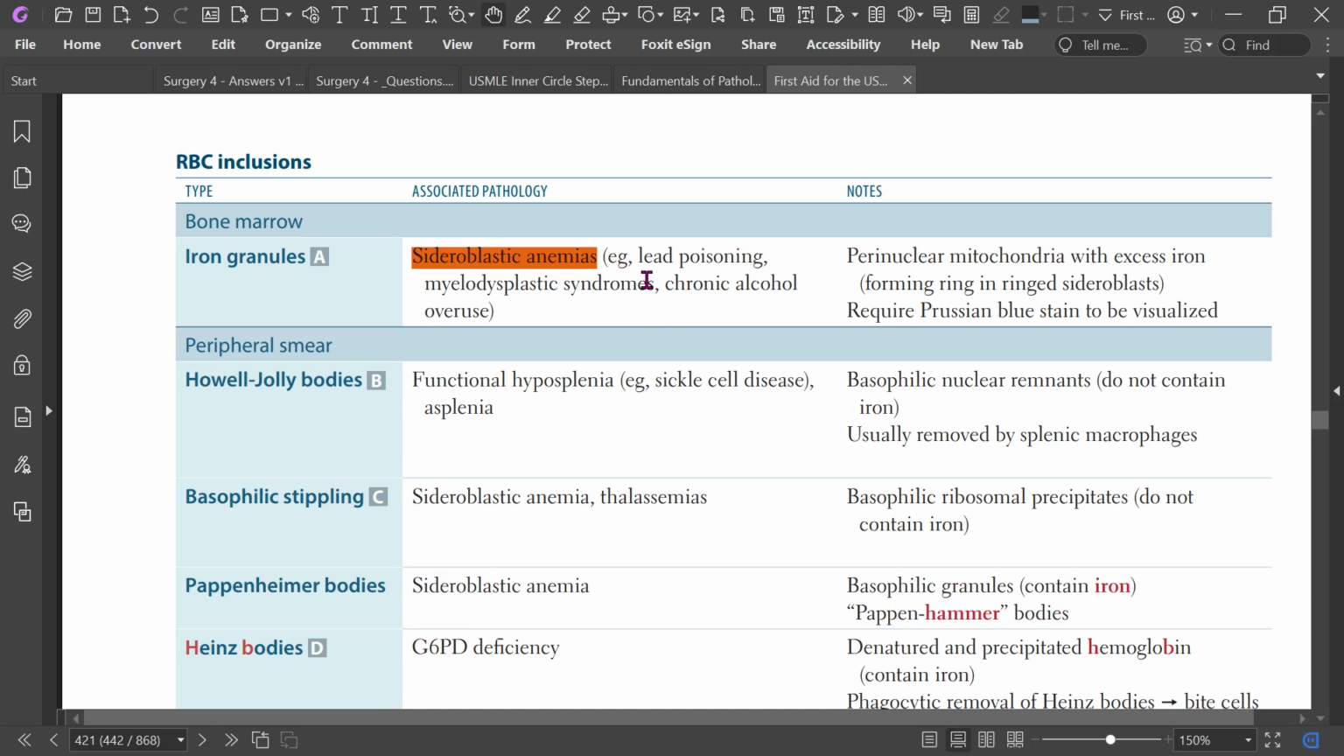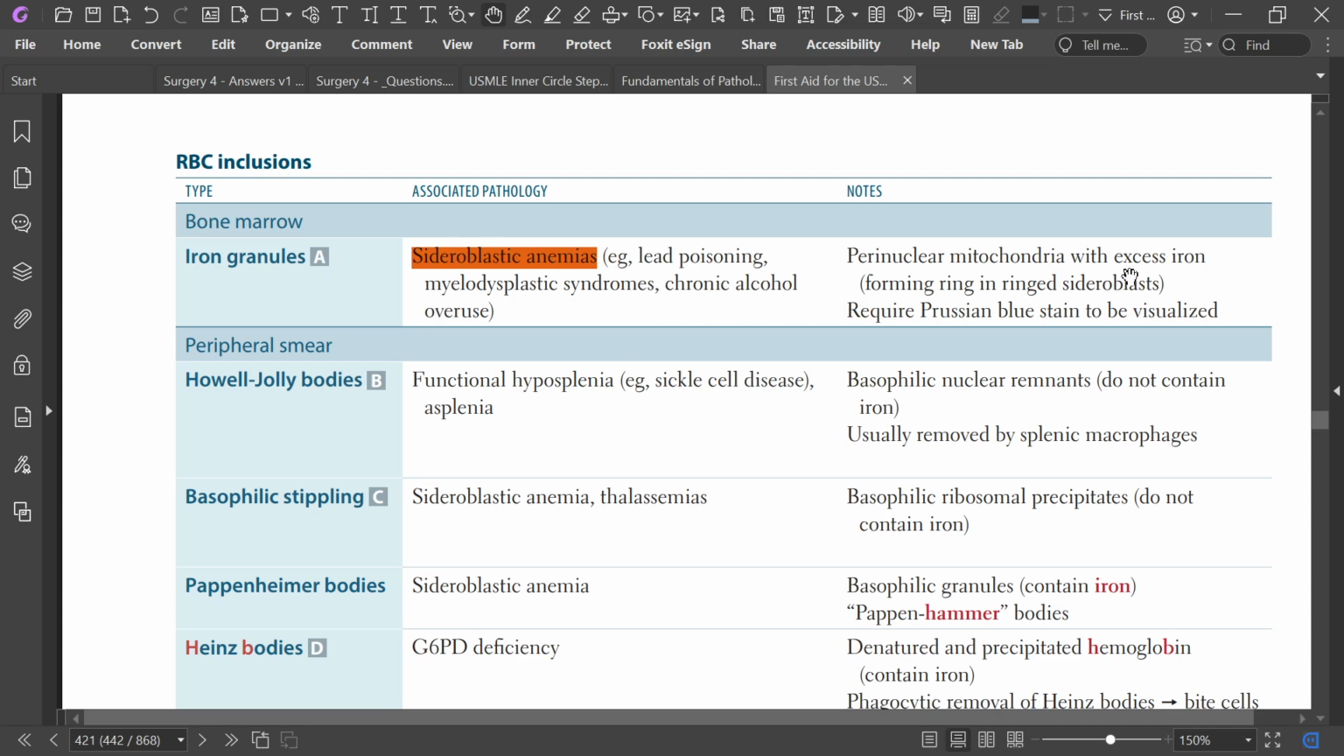Sideroblastic anemia is seen with lead poisoning, myelodysplastic syndrome, and chronic alcohol overuse. In chronic alcoholics, there may be hypomagnesemia, thus causing hypokalemia. If somebody has hypocalcemia and you are unable to correct it, and you take the history that he is a chronic alcoholic, then check serum magnesium.